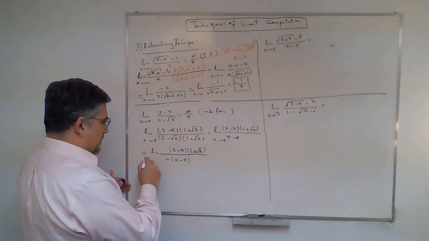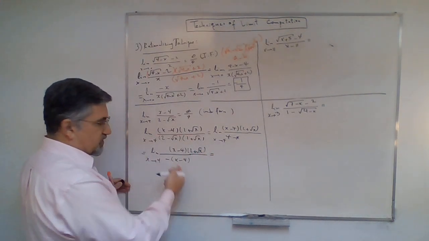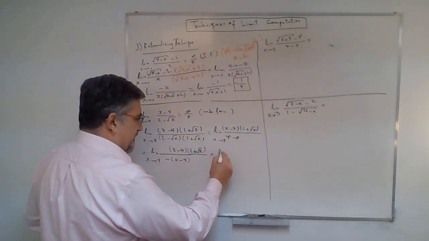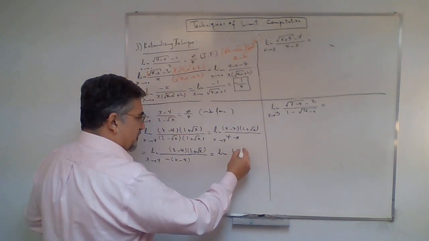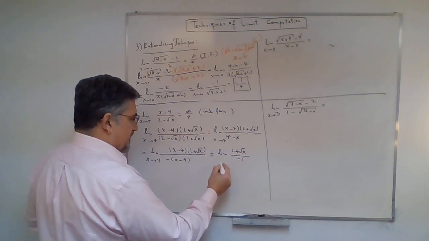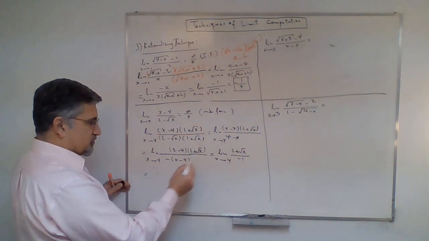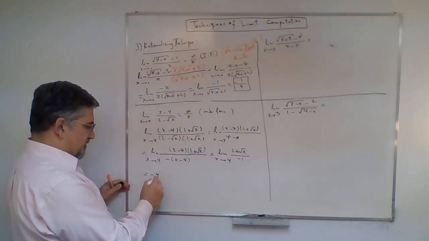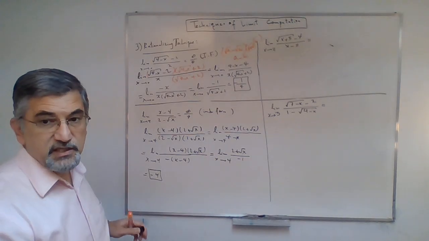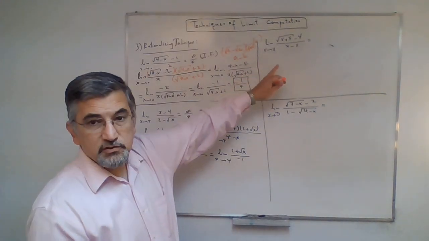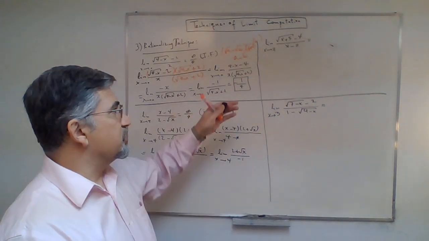And now x approaches 4. You can cancel x minus 4. You will end up with limit of 2 plus root x over -1 when x approaches 4. And that will be, of course, 2 plus 2, which is 4, divided by -1. Final answer is -4.